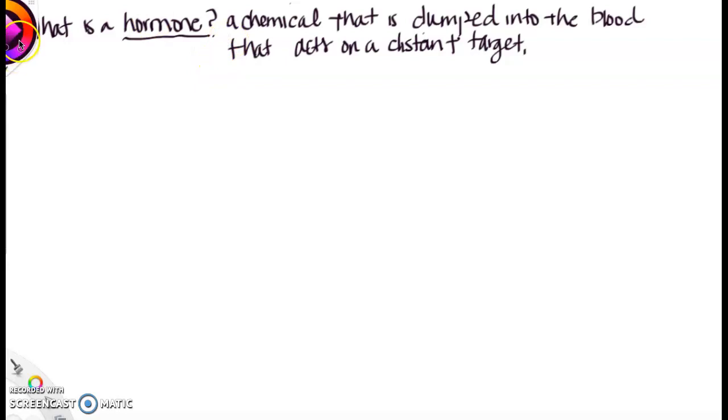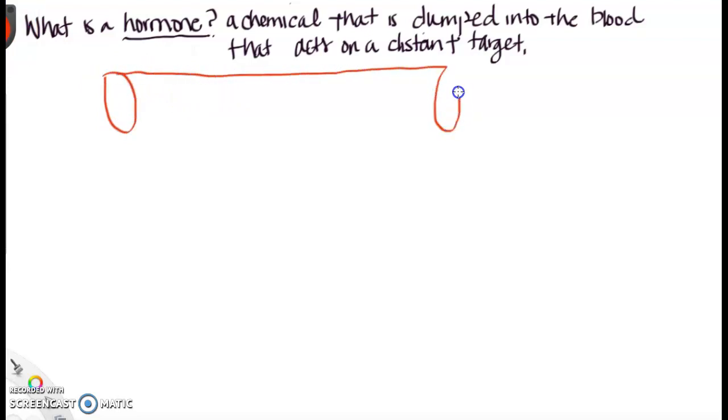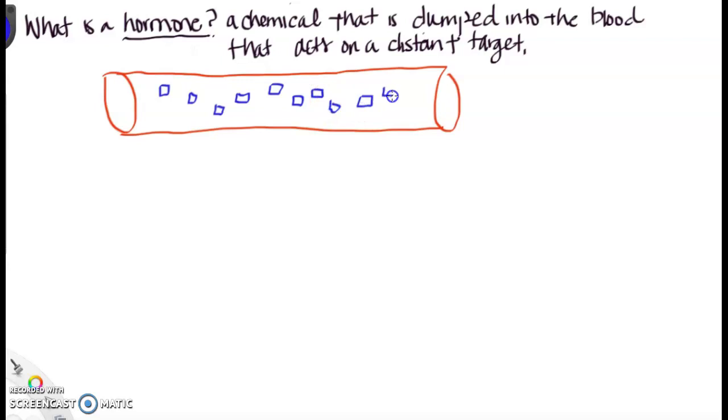So hormones, this is our blood vessel. Then a hormone is dumped into the blood. And it circulates throughout the body, and any cell that it runs into that has a receptor will be affected by it.